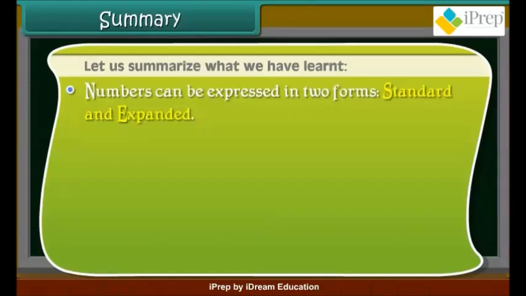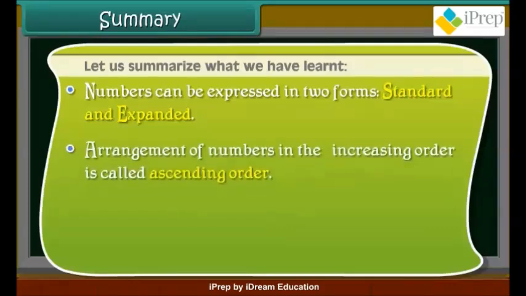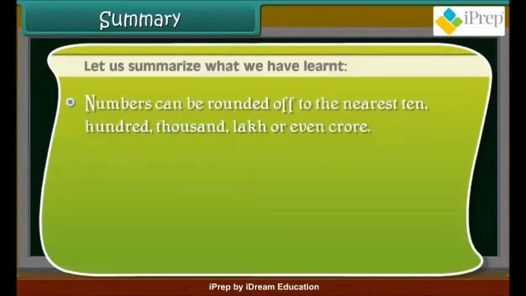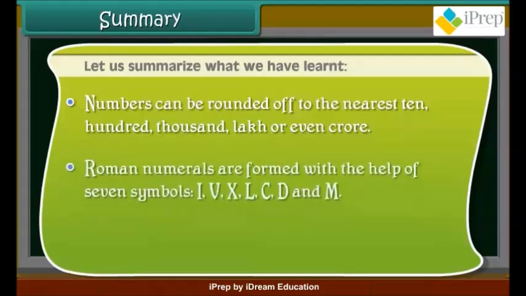Numbers can be expressed in 2 forms: standard and expanded. Arrangement of numbers in the increasing order is called ascending order. Arrangement of numbers in the decreasing order is called descending order. Numbers can be rounded off to the nearest 10, 100, 1000, lakh or even crore. Roman numerals are formed with the help of 7 symbols: I, V, X, L, C, D and M.